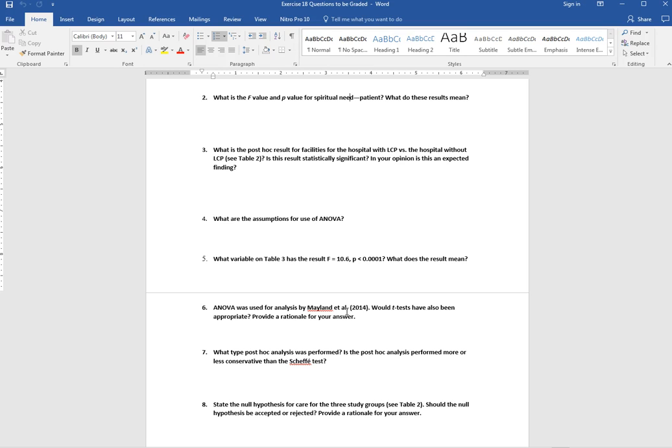How many groups did they have? Did they meet the assumptions of ANOVA? And just give a little analysis on whether ANOVA was better than t-test, or if they could have done a t-test instead.